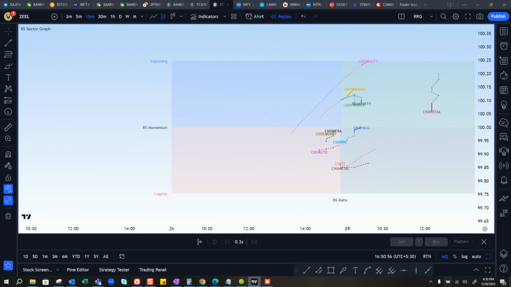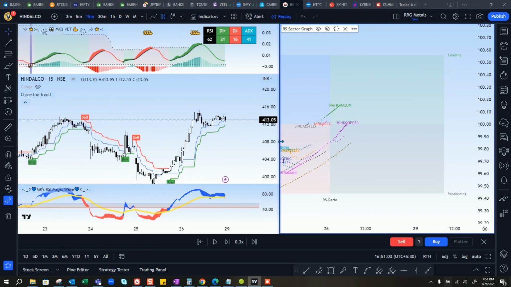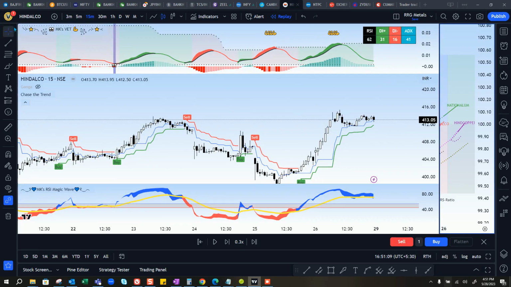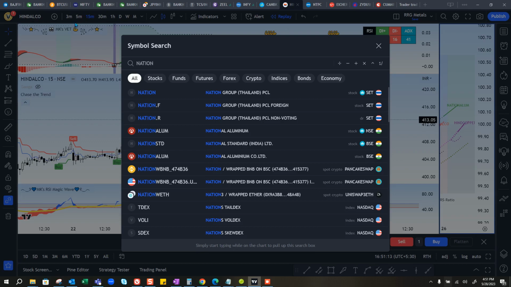Now we'll jump into this particular stock, National Aluminium, and see what is going on here. We can use this space now for the stock analysis. We'll change the stock to National Aluminium.